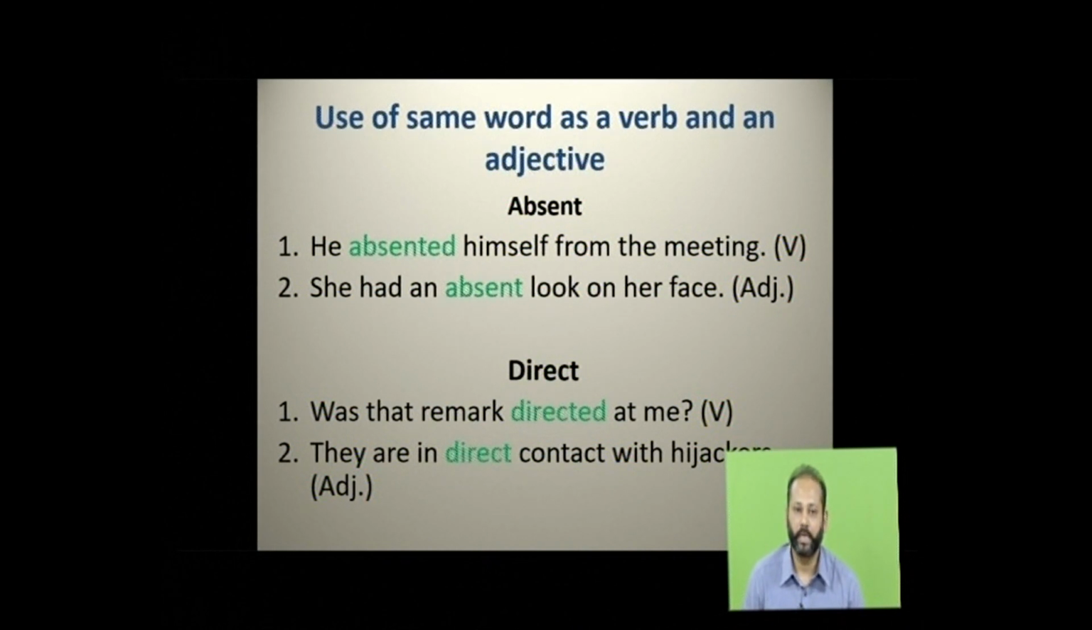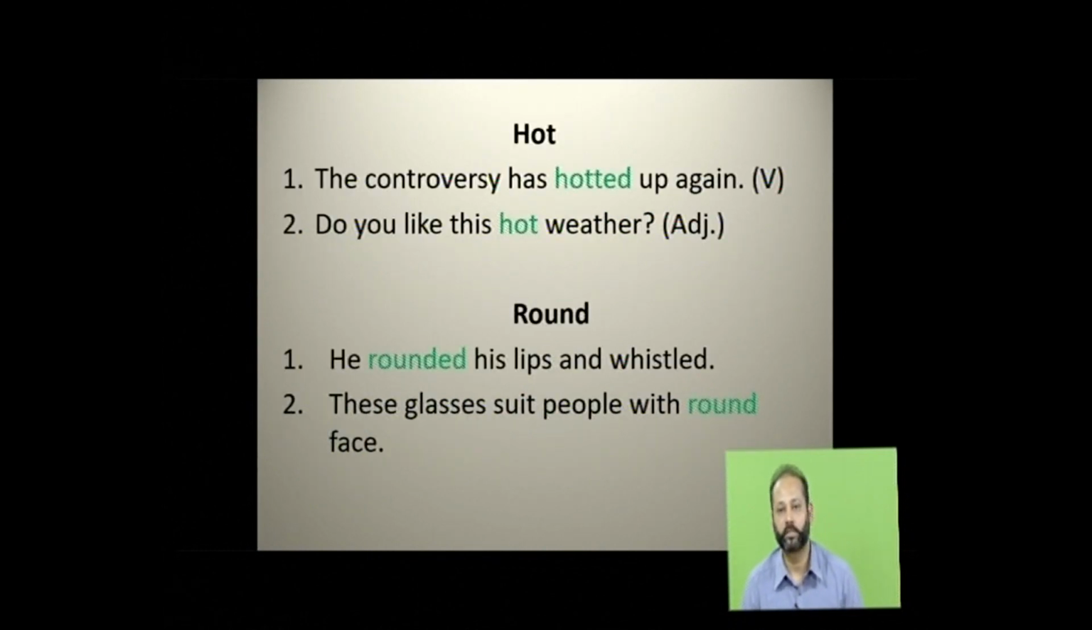The word absent. He absented himself from the meeting. Here it is used as a verb. Then further we have: she had an absent look on her face. So it is also an adjective. What type of look did she have? It was an absent look. So it describes further, right? So this is an adjective. Direct. Was that remark directed at me? It's a verb. They are in direct contact with hijackers. It's an adjective, right?